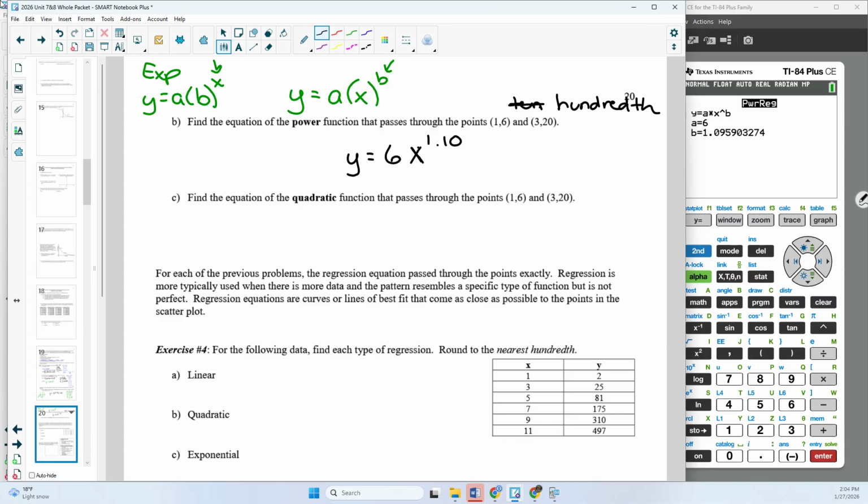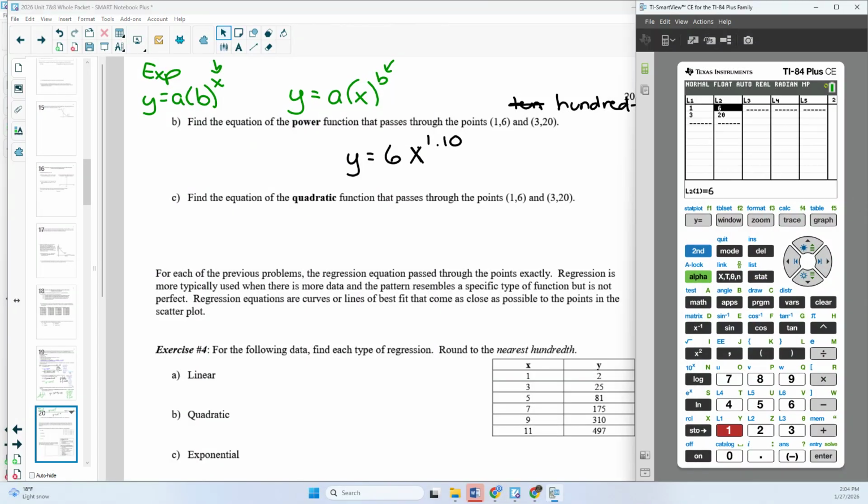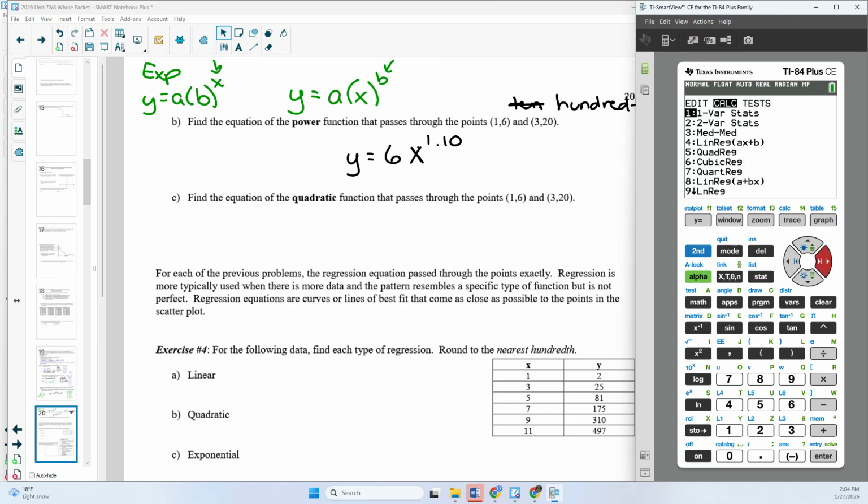So our next one says find the equation of the quadratic function that passes through those points (1, 6) and (3, 20). So I don't have to edit my data because I already have it there. I can check and make sure I do. And then I'm going to go to stat calc and choose the quadratic regression. So it says value entered is not allowed in the function or command. This is not a great explanation of what's wrong. It gives me some weird stuff about radian and degree mode.